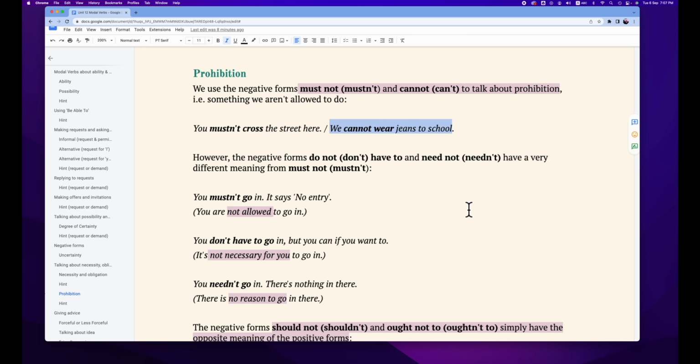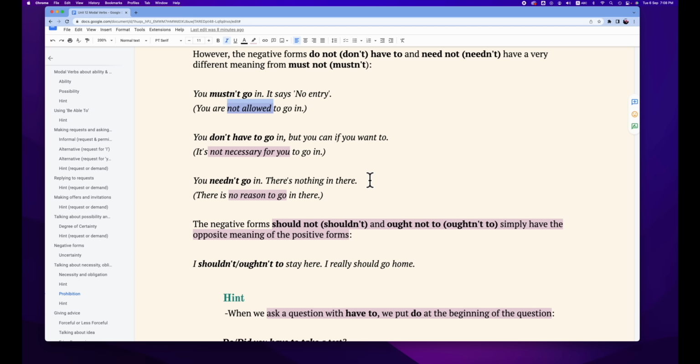However, the negative forms do not have to and need not have very different meanings from must not. You mustn't go in. It says no entry. It means you are not allowed to go in. You don't have to go in, but you can if you want to. It is not necessary for you to go in. You needn't go in. There's nothing in there. There is no reason to go.